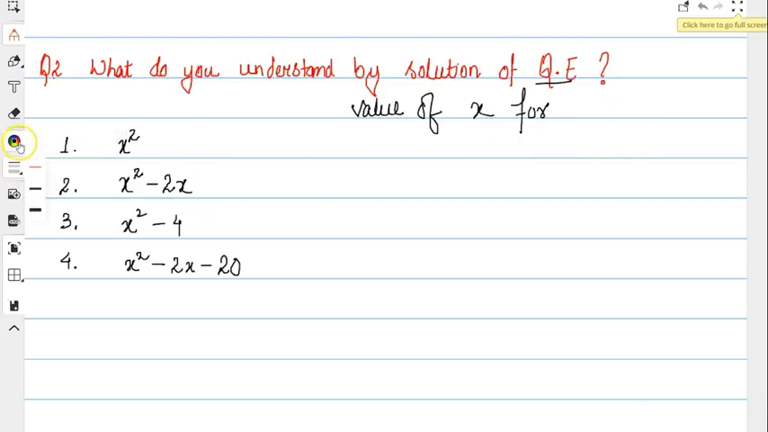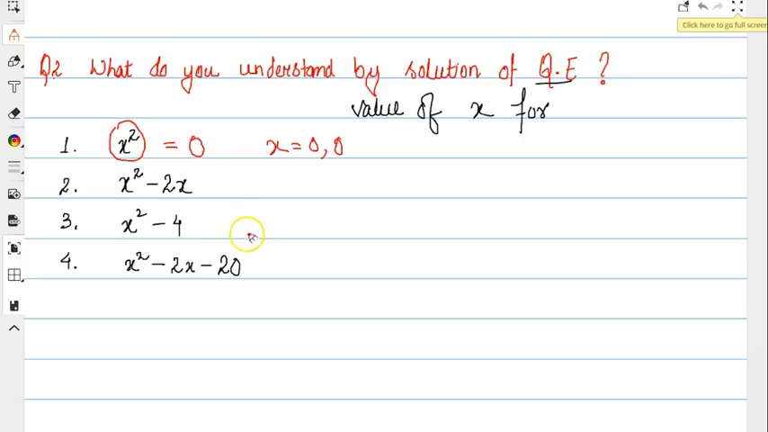For example, say I have x squared. Okay, this is my quadratic expression. Now if I equate it to 0, for which value of x does this become 0? That is called the solution of the quadratic equation. And to find this, we use different methods like factorization, right? Completing the square method, etc. Now if you see here, it's very easy to solve. What are the values for which this will become 0? That means x will have two values and both of them are the same value, that is 0, 0.